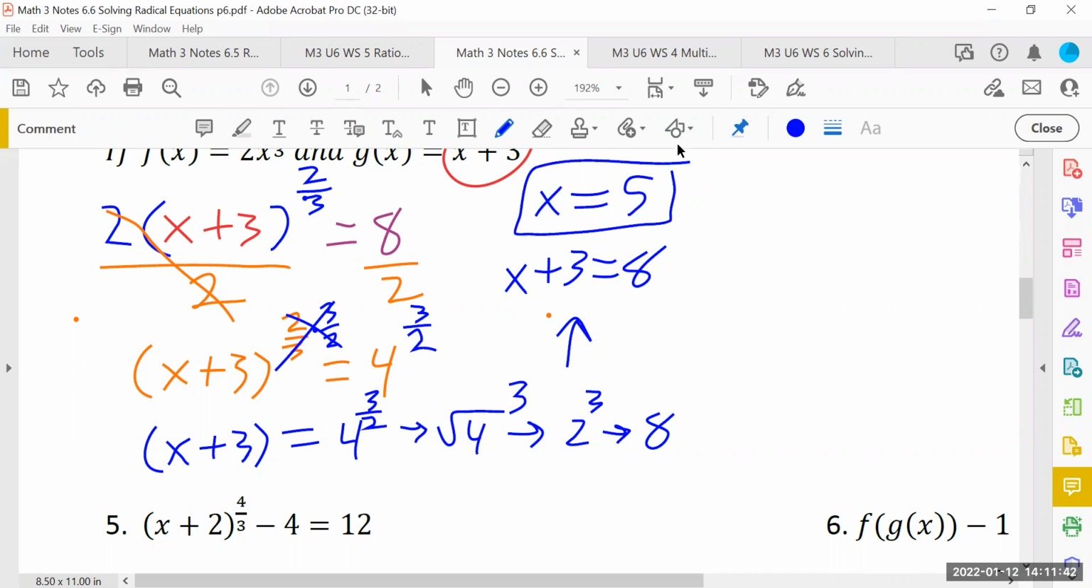So it's the same idea as what we did before, but instead of just squaring both sides, I'm going to have to raise it to that fractional power. Are we okay there?